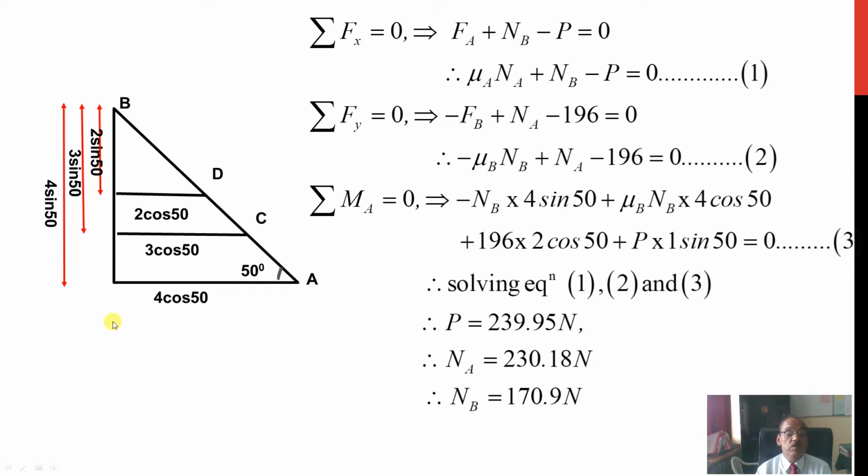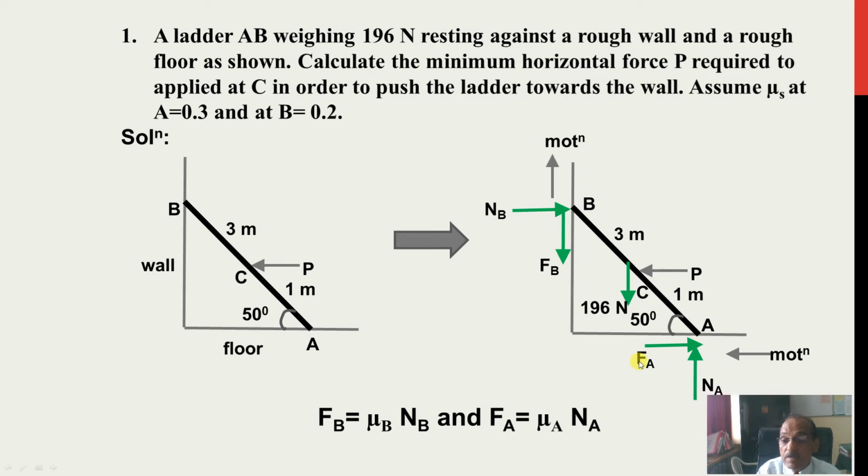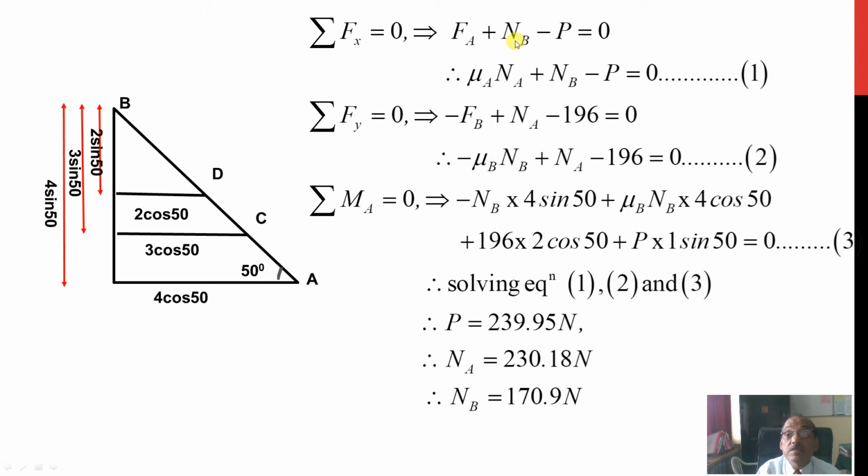Okay. Now you see, if you find out the distances, horizontal distances will be cos theta and vertical will be sin theta. So if you take summation of Fx, what will it be? Summation of horizontal forces: FA to the right plus NB minus P. You see, FA plus NB minus P equal to 0. This is the summation of horizontal forces. Rest, FA is what? Mu A NA, that you can substitute.